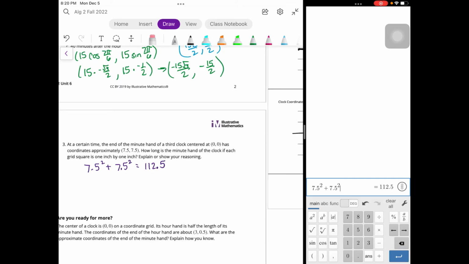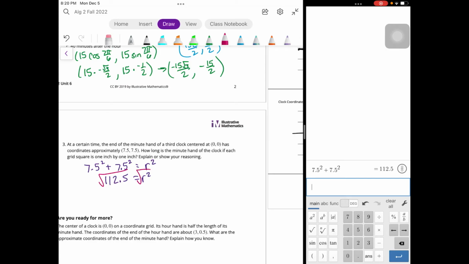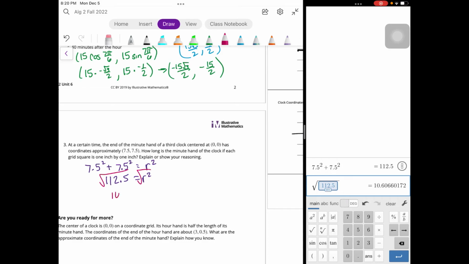So the square root, because that really here, let me write it this way, might be better, is that radius squared. So then we have 112.5 equals that radius squared, right? So then we have to take the square root of both sides. And we're not going to put plus or minus because the radius has to be positive. But we are going to take the square root of that answer. And we get about 10.6 is that radius. So our radius is about 10.6.